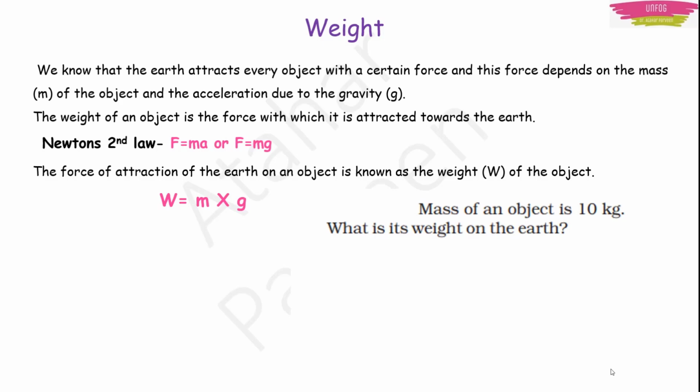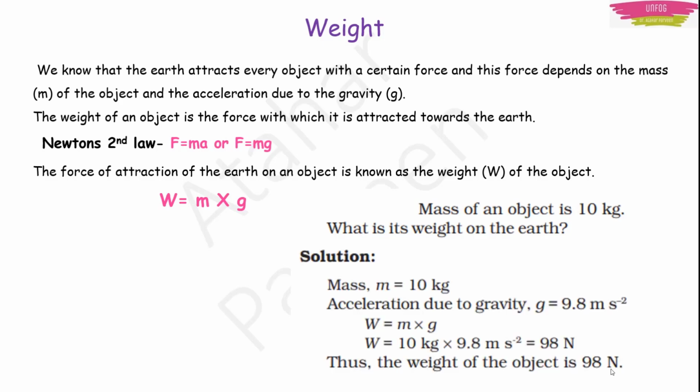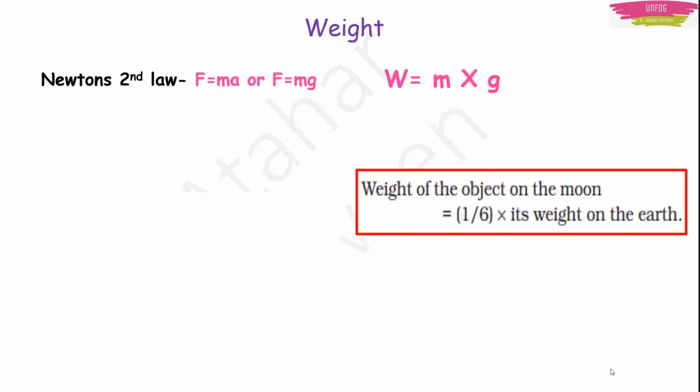Now for example, if you have a question like this: mass of an object is 10 kg, what is its weight on the earth? Weight is equal to mass into acceleration due to gravity, right? And acceleration due to gravity, roughly it is 10. So m is equal to 10 kg is given, and g is 10 meter per second square. So 10 kg into 10 meter per second square will be 100 Newton. If you want to write accurately, then take g as 9.8 and multiply it with 10, it will be 98 Newton. So this will be your answer.